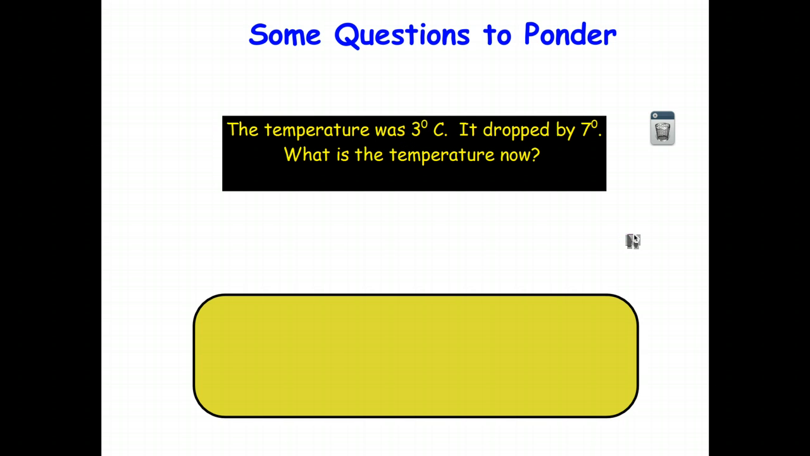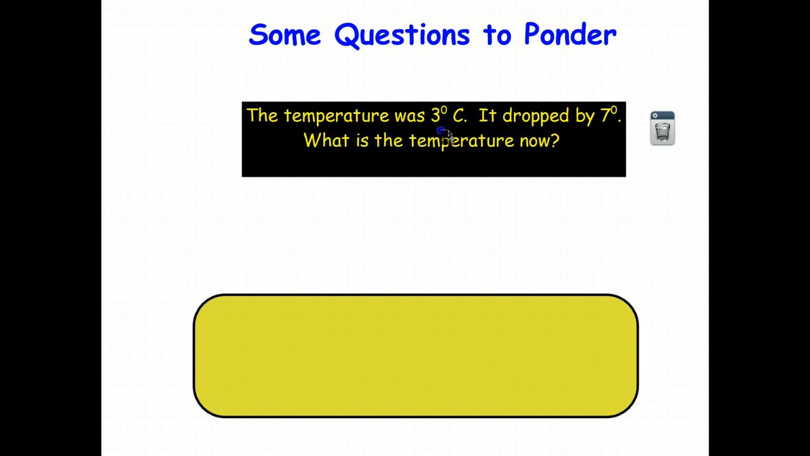The temperature was 3 degrees Celsius. It dropped by 7 degrees. What's the temperature now? Well, a good way to do questions like this is to think, well, if it drops by 3 degrees, it takes it back to zero. And then it has to drop an additional 4 degrees. So it dropped a total of 7. So therefore, the temperature is negative 4. You can also think of a number line. You start at 3, you go to the left 7, and that puts you at negative 4.